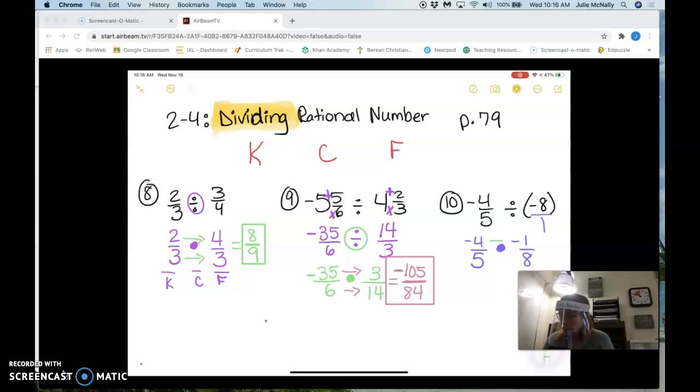So now I'm just going to multiply the top numbers together and multiply the bottom numbers together. What is negative 4 times negative 1? Ooh, good. Remembering that, it is positive 4.